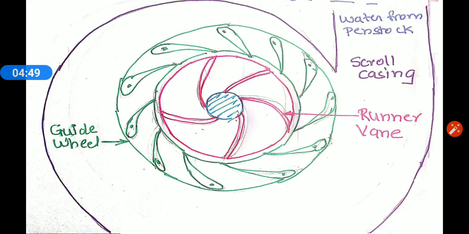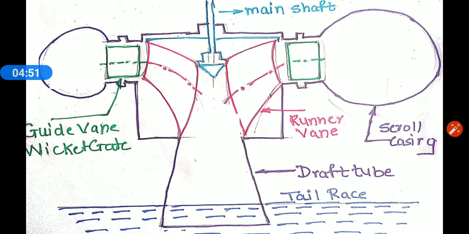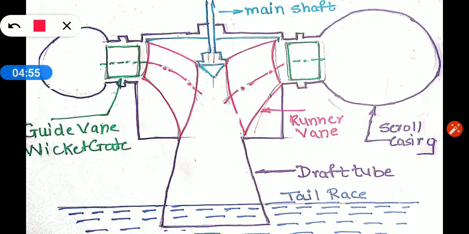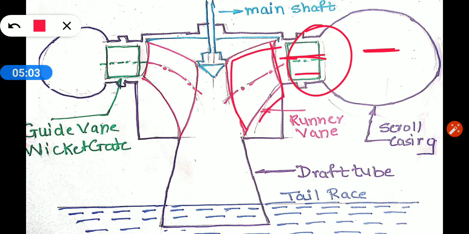Now let us see this image also of the Francis turbine. As you can see here, this is the casing portion, this is the guide wheel, the guide vanes. From here water will enter, and then it will enter into these runner vanes, and as you can see it is a mixed flow. It is radial as well as axial, and over here it is coming out axially into the draft tube.